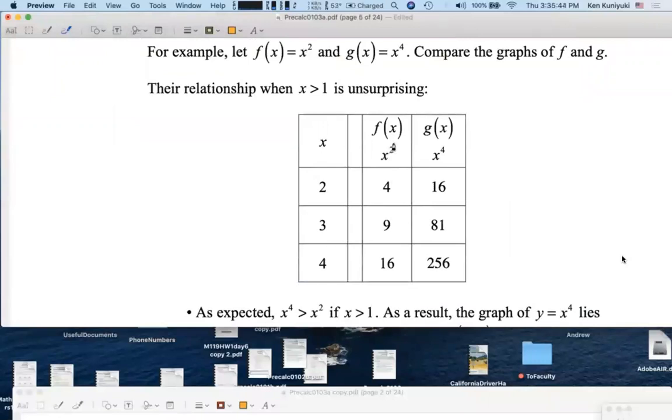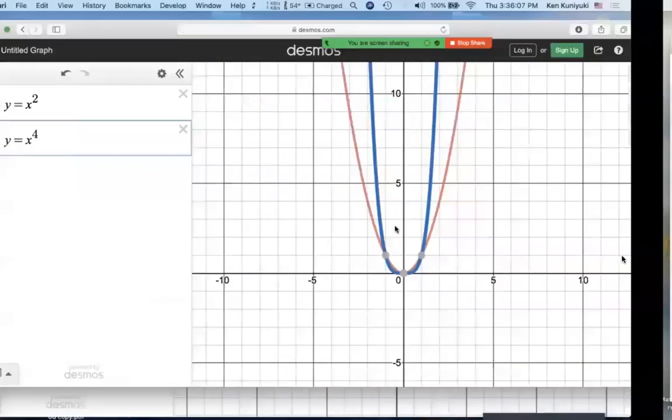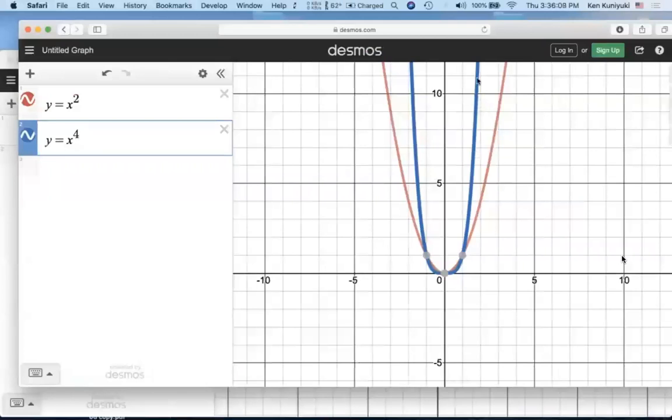But going to these guys here, so if we have x to the second and x to the fourth, right? Well, it's not surprising that if you take x values like 2, 3, and 4, the fourth powers of those values will be greater than the second powers of those values. The fourth power of 3 is a lot more than the second power of 3. So it's not a surprise that the y-coordinates on the blue graph are higher than the y-coordinates on the red graph.